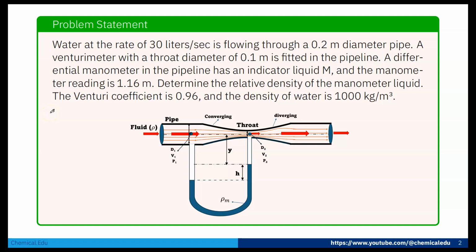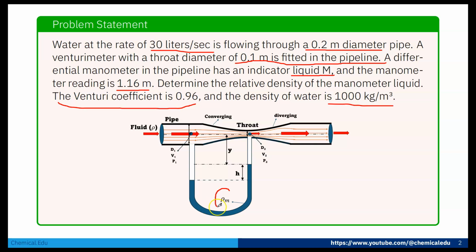Today I'll solve one numerical problem on the Venturi meter. Here is the problem statement. Water at the rate of 30 liters per second is flowing through a 0.2 meter diameter pipe. A Venturi with a throat diameter of 0.1 meter is fitted in the pipeline. A differential manometer in the pipeline has an indicator liquid M and the manometer reading is 0.16 meter. Determine the relative density of the manometer liquid. The Venturi coefficient is 0.96 and the density of water is 1000 kg per meter cube.